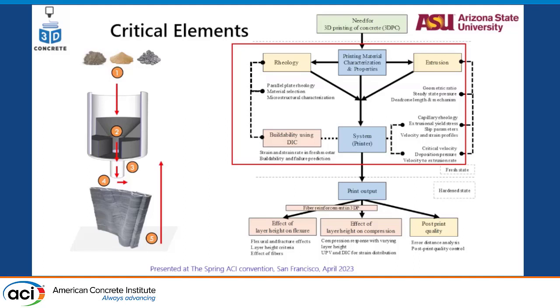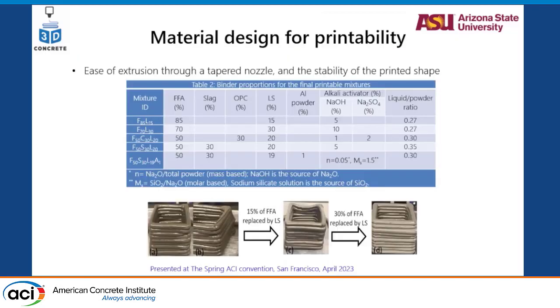There was a talk in the morning where we talked about buildability to look at how well you can build up structures. This one is a little different in that we are looking at mostly extrudability and printability, assuming that we are mostly focusing on the material design with a particular print configuration. Right, so printability, you want to have extrusion through a tapered nozzle. You should have the stability of the printed shape.